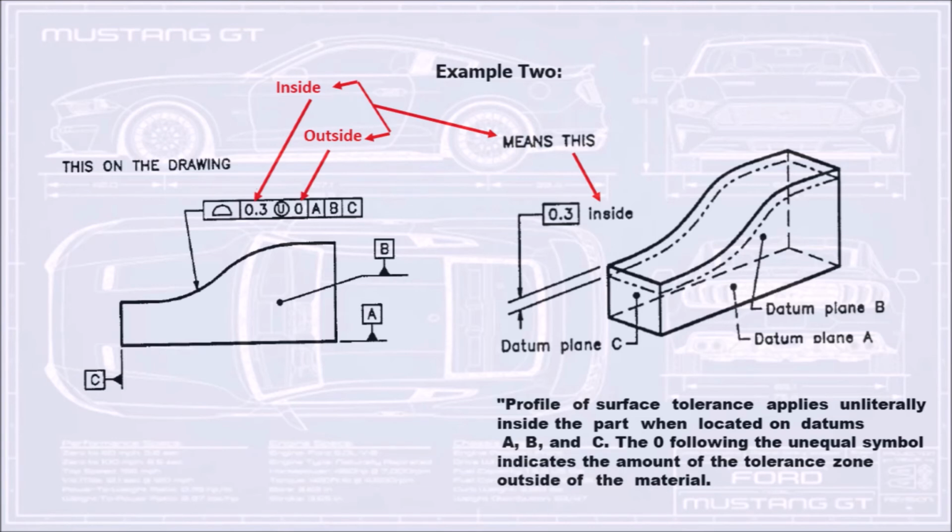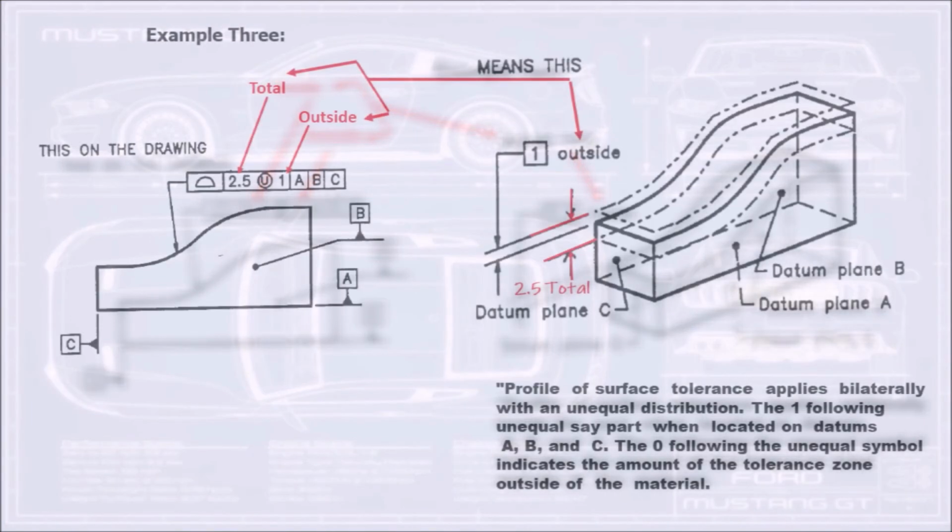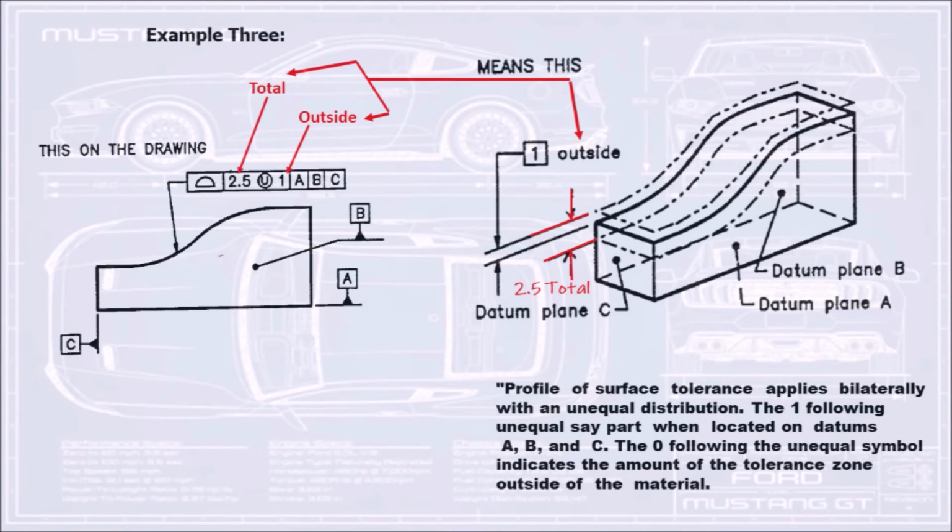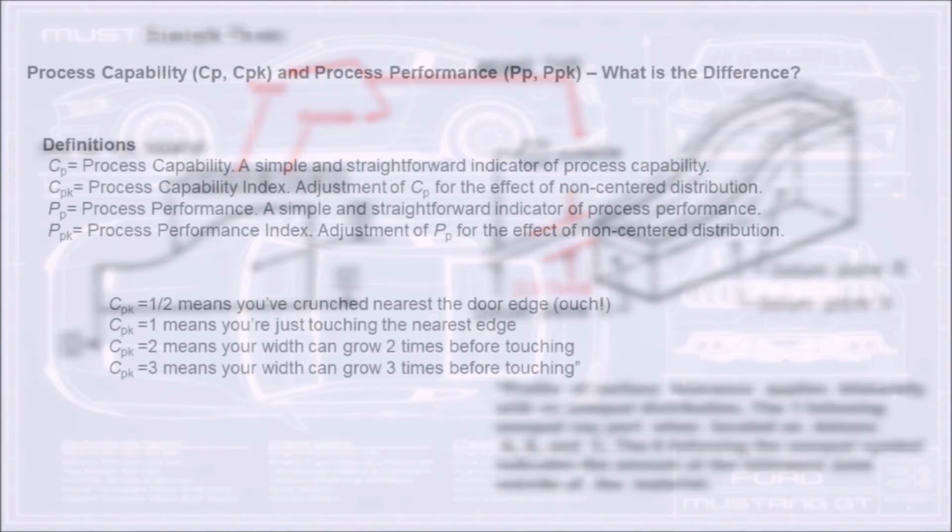The 1 following the unequal symbol says part when located on datums A, B, and C. The 0 following the unequal symbol indicates the amount of the tolerance zone outside of the material. Profile of surface tolerance applies bilaterally with an unequal distribution. The 1 following the unequal symbol indicates the amount of the tolerance zone outside of the material.